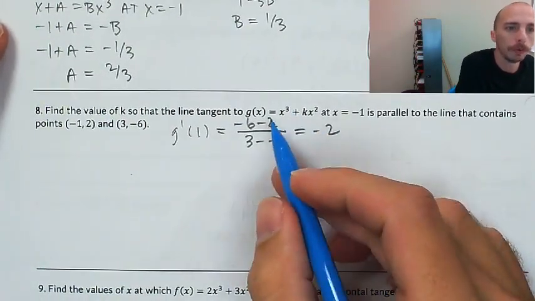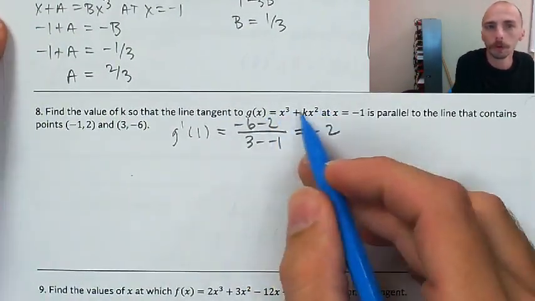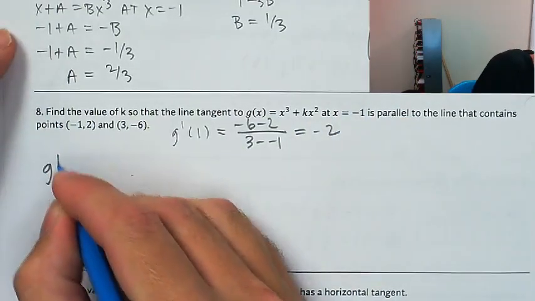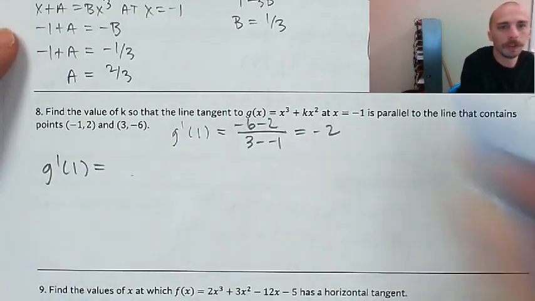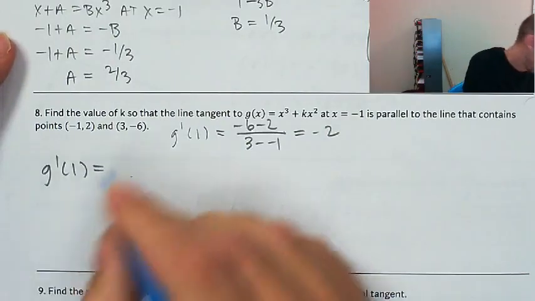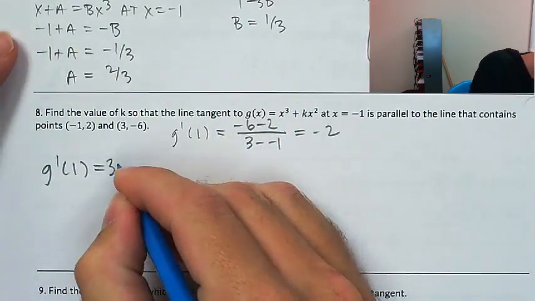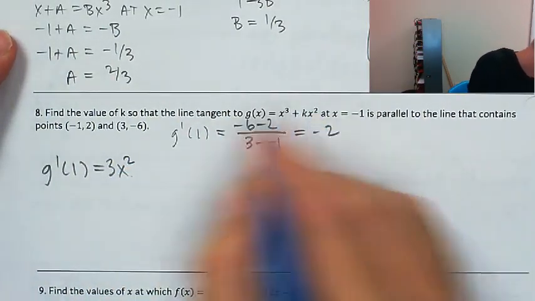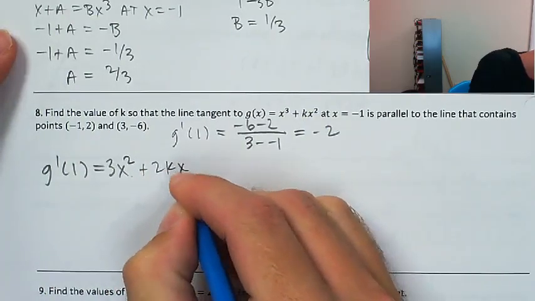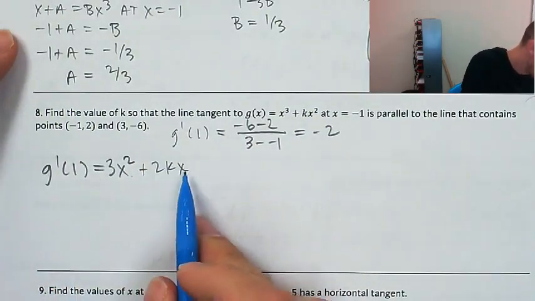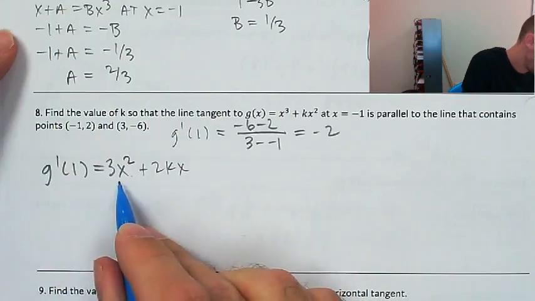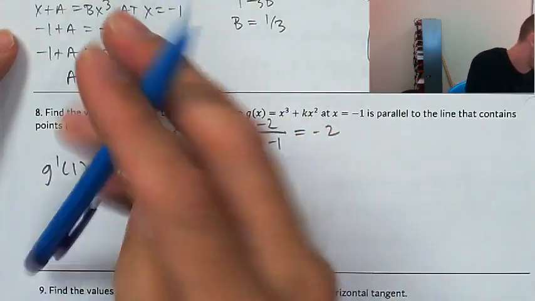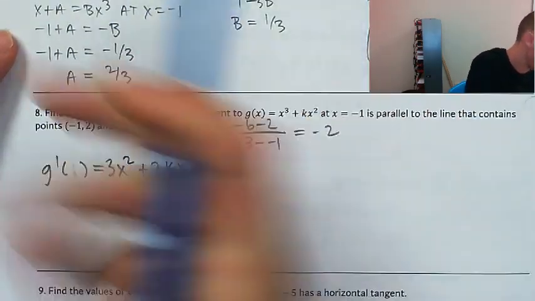Now I'm going to find g prime of 1 the old-fashioned way, right? Taking the derivative. And then I'm going to set these two things equal to each other and hopefully be able to solve for k. So g prime of x is 3x squared plus 2 times k times x to the first. And then I'm going to say, oh, okay, wait, but that's g prime of x. Okay, I'm not quite there yet.